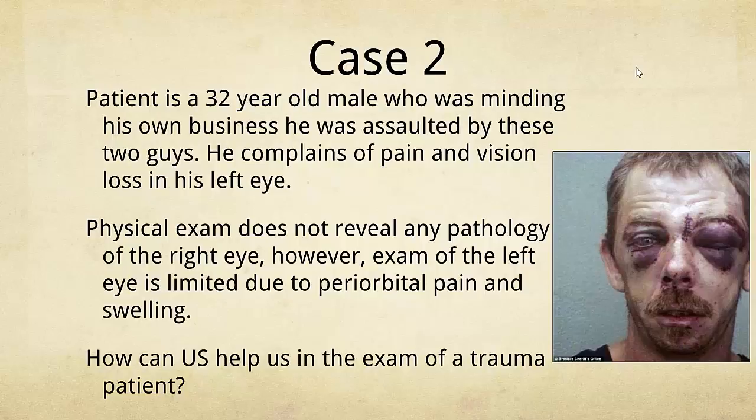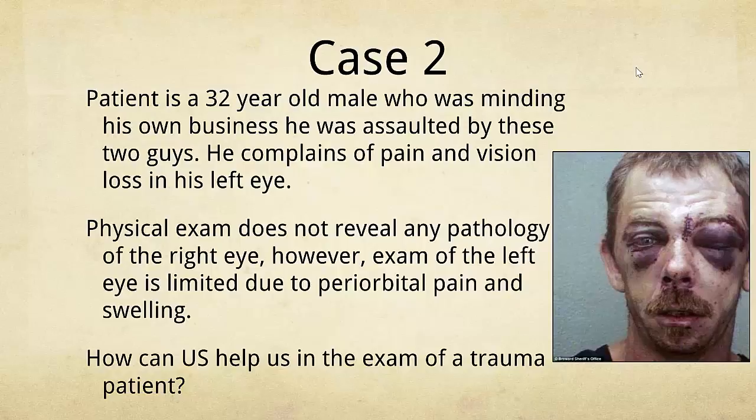particularly those with headaches. So case 2, a 32-year-old male who's minding his own business when he was assaulted by these two guys. He complains of pain and vision loss in his left eye shortly after the assault. The physical exam doesn't reveal any pathology other than the visible trauma there, and nothing going on with the right eye. However, exam of the left eye is limited due to periorbital pain and swelling. So how can ultrasound help us in this patient?